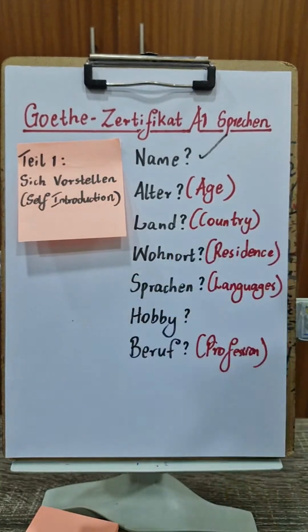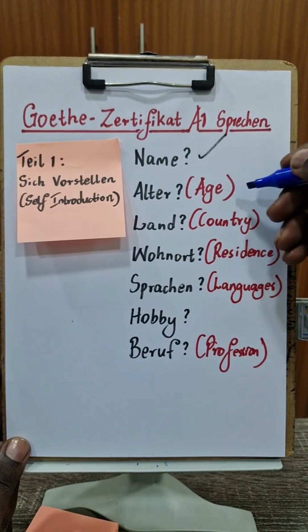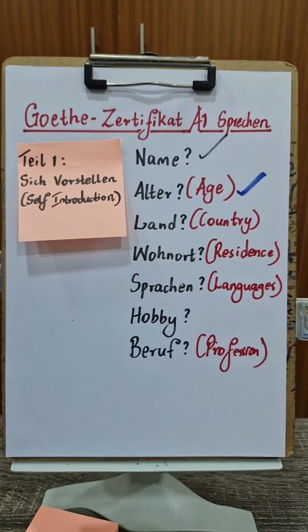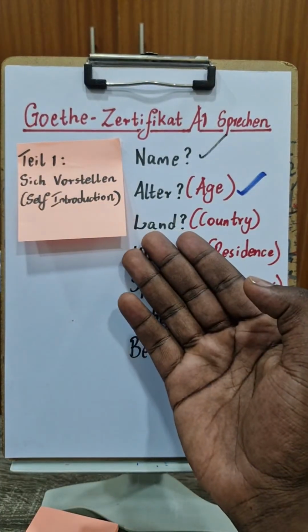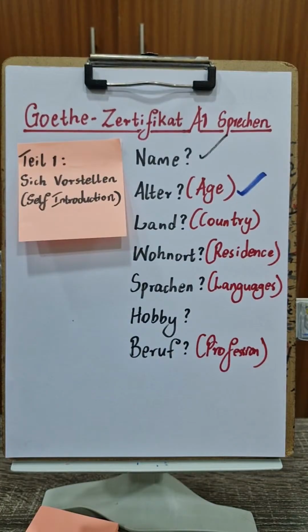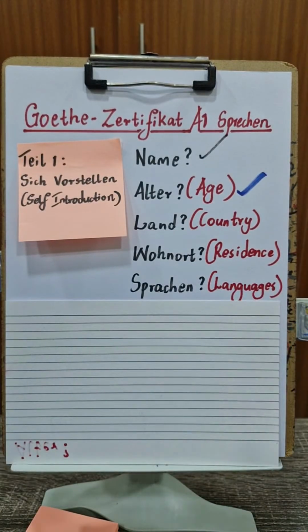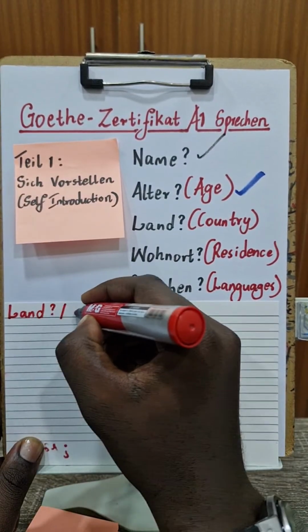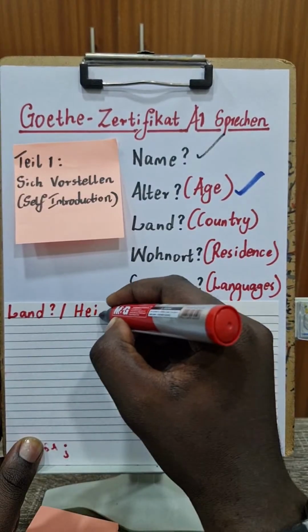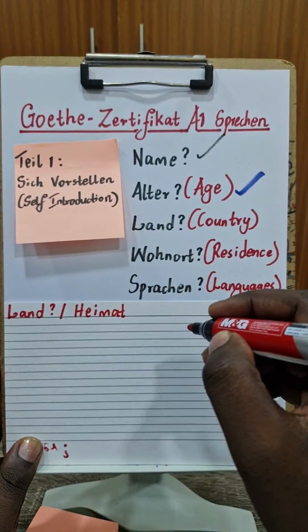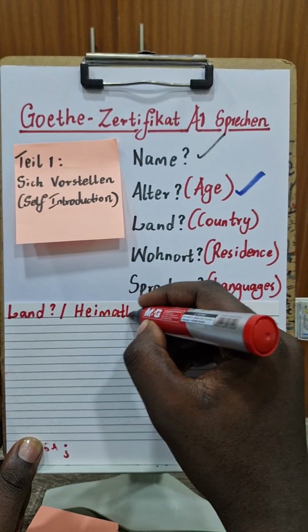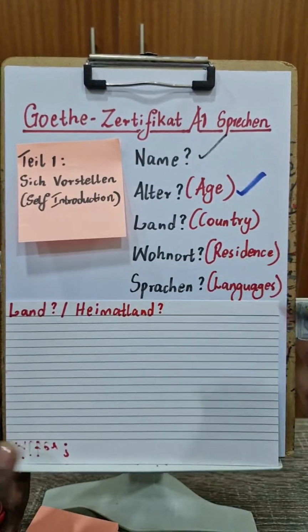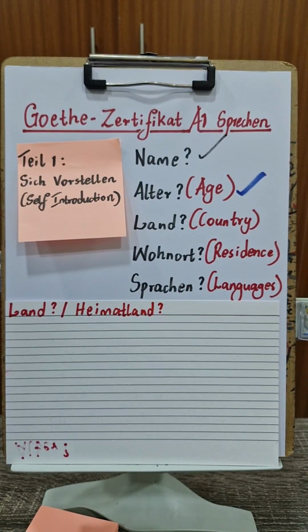The next info they would need now is Land. So you've seen Name, you've seen Alter. Now, how about Land? How do you state where you come from? Now, there are two names they would use. Either we would use Land, or we might also use Heimatland. It is possible for you to use Land or even Heimatland. Hello to you too, Abdullah Tif. Willkommen, yeah? So, Land or Heimatland, the country where you come from.